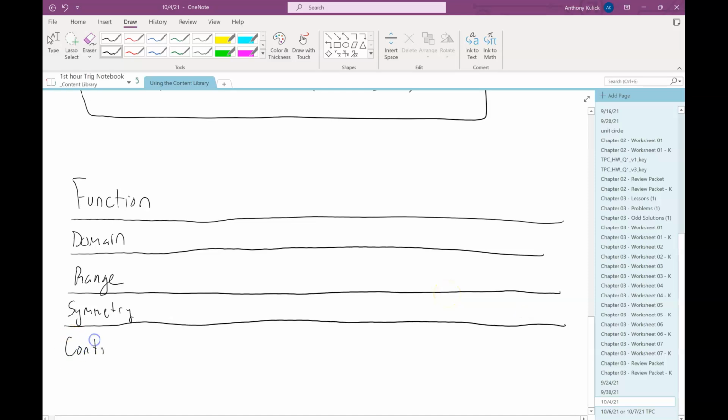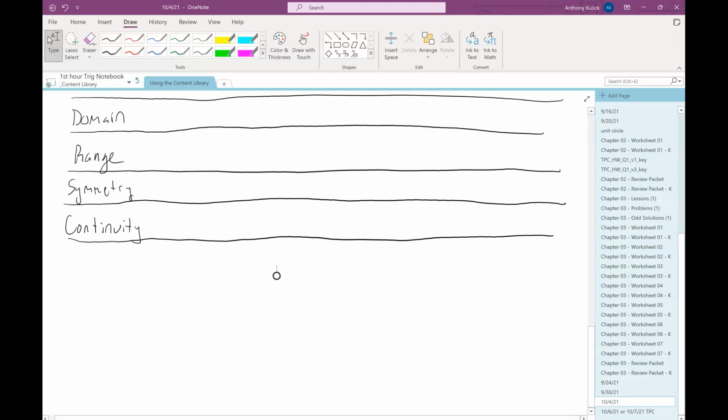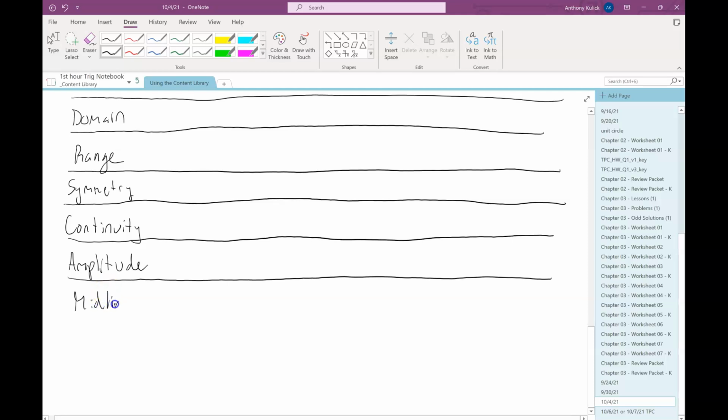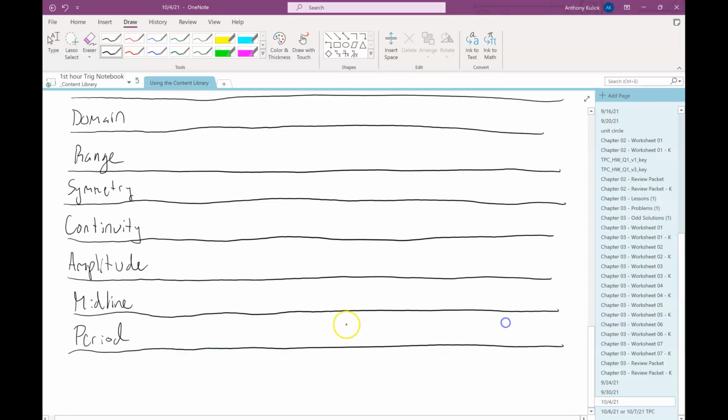And some of them are new to this chapter, and the ones that are new, we'll talk about what they mean in a moment. So for example, amplitude is something we probably haven't heard before. Or midline. Or period. Or frequency.